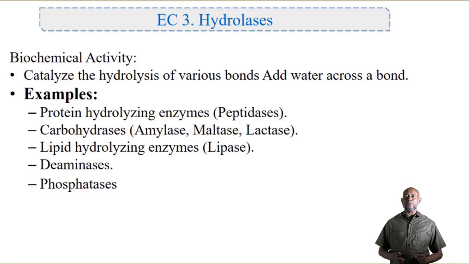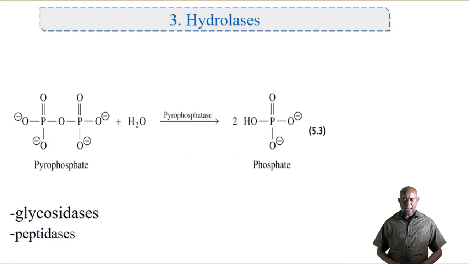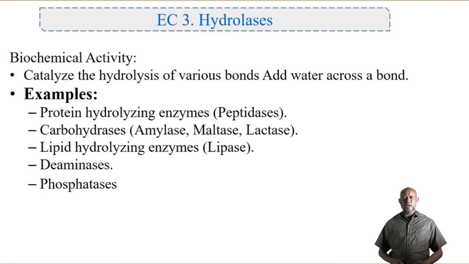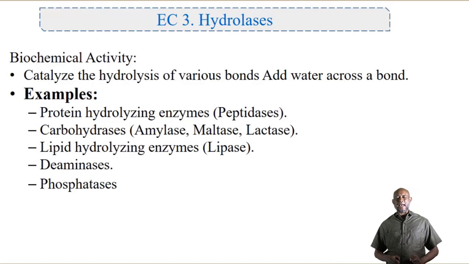The third group, or the third class of enzyme, EC 3, are known as hydrolases. Hydrolases contain many enzymes under this group, okay? The biochemical activity they are involved in is simply that they catalyze the hydrolysis of various bonds. Add water across the bond. Hydrolysis, addition of water.